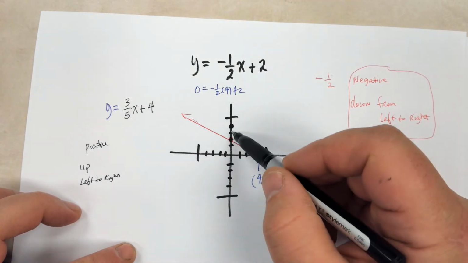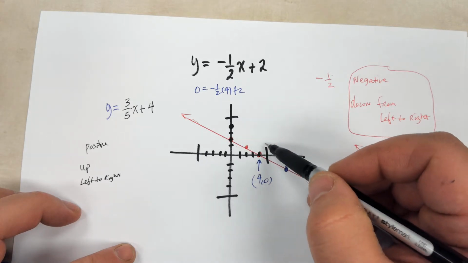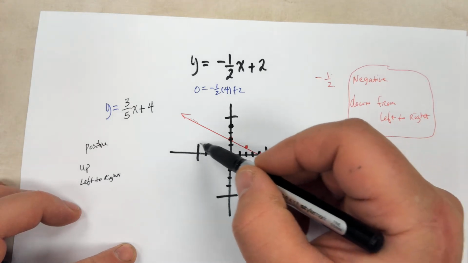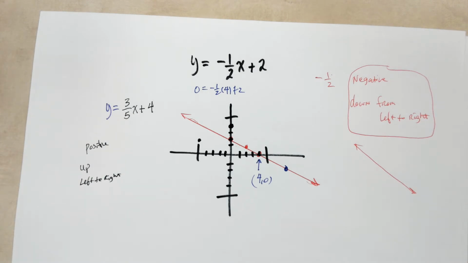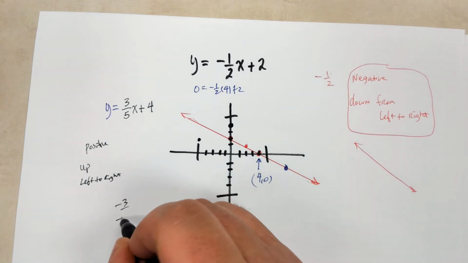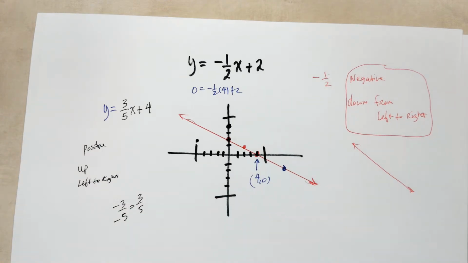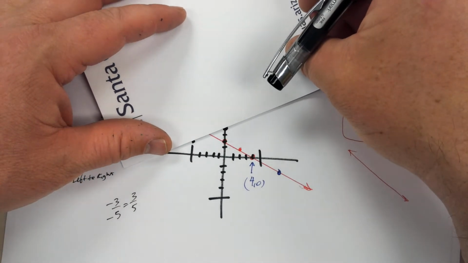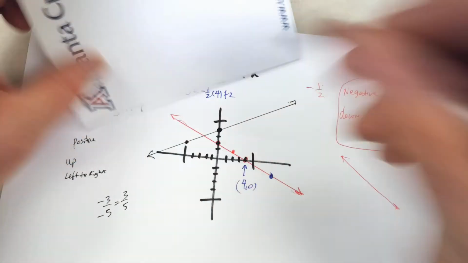Watch, check this out. I could go down 3, 1, 2, 3. But if I went right 5, I would have a line that goes down. But watch, I can go down 1, 2, 3, and I can go left 5. Now my line's going up, because negative 3 over negative 5 is positive 3/5. So you just got to be careful with that. And now we can connect those two dots. And there's that equation.